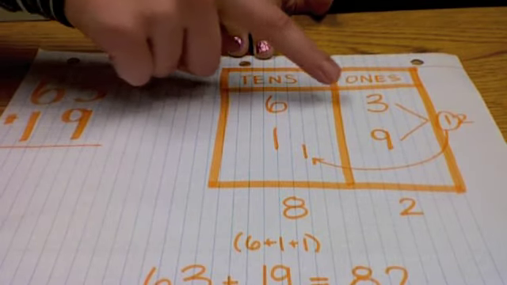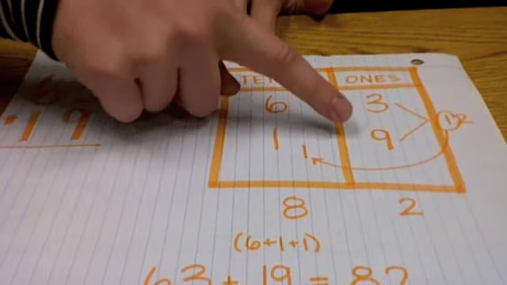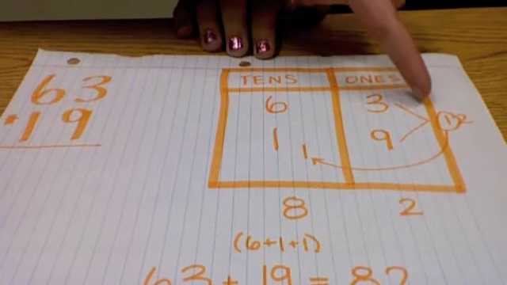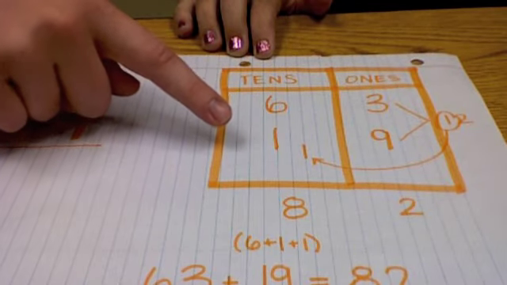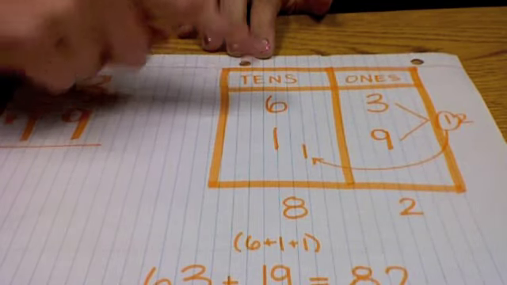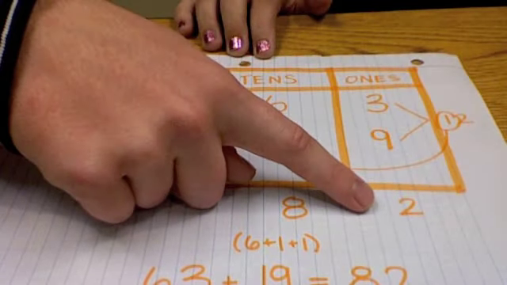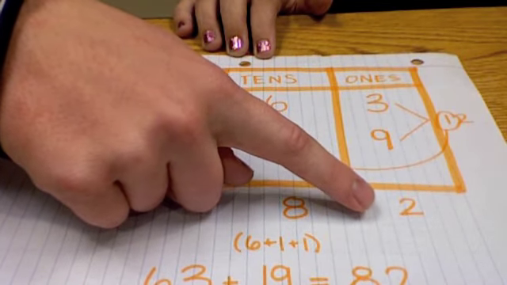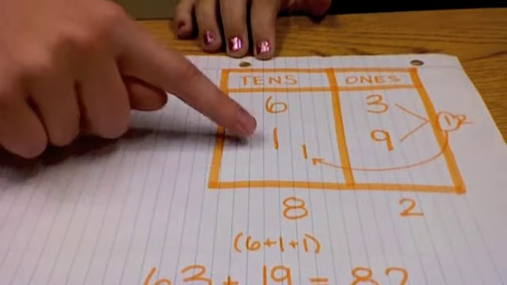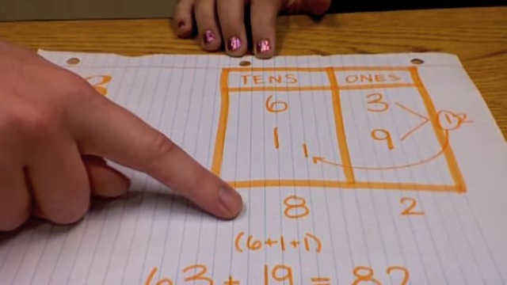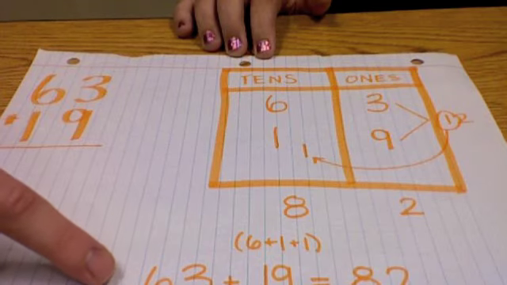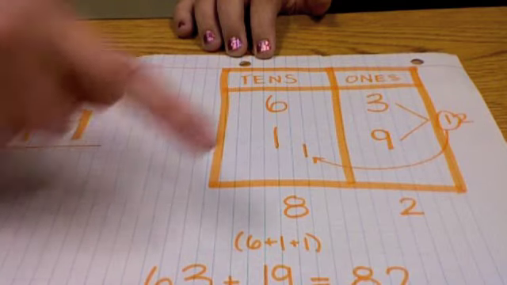When we're adding the ones together, we realize that 9 plus 3 equals 12. This 1 needs to be moved over to the tens place, our regrouping. So that leaves us with a 2 to be placed down in the ones place for our sum, and 6 plus 1 equals 8 for our tens place. So our final answer for 63 plus 19 is 82.